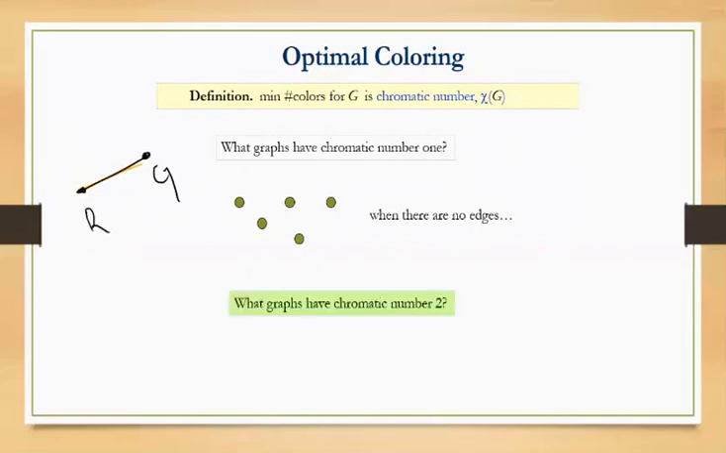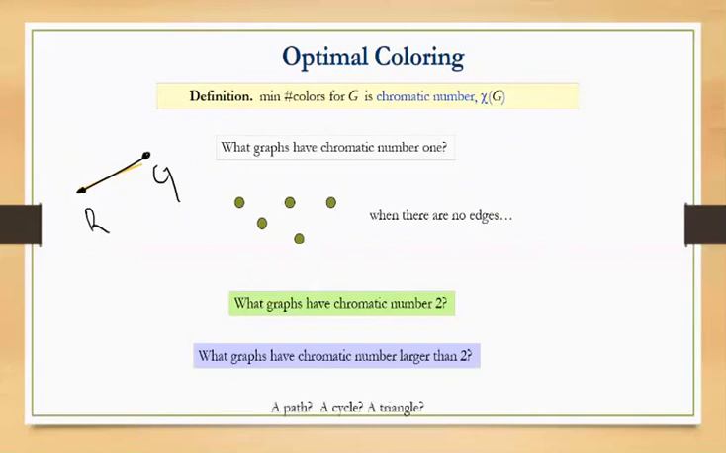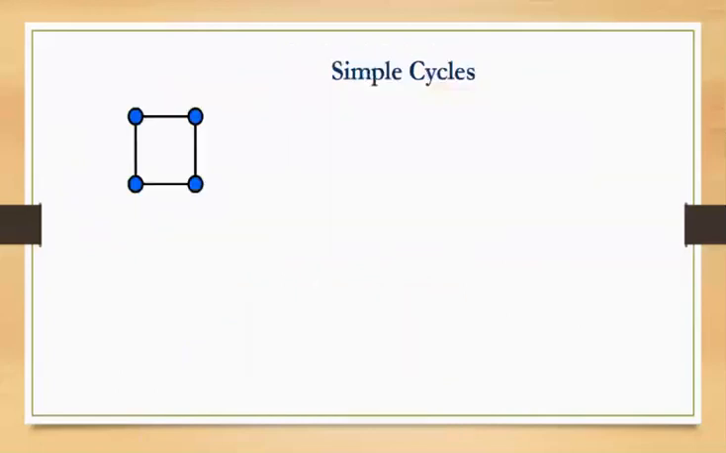What graphs have chromatic number 2? What graphs have chromatic number larger than 2? Let's see the examples based on the chromatic number. So chromatic number is a very important topic for 2 marks, and either you get it as a definition or you are given a complete graph, bipartite graph, complete bipartite graph, any kind of graph for which you will have to find the chromatic number.